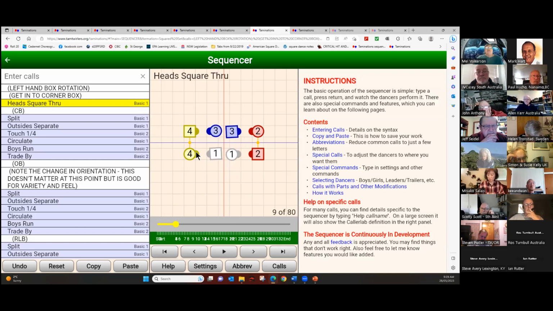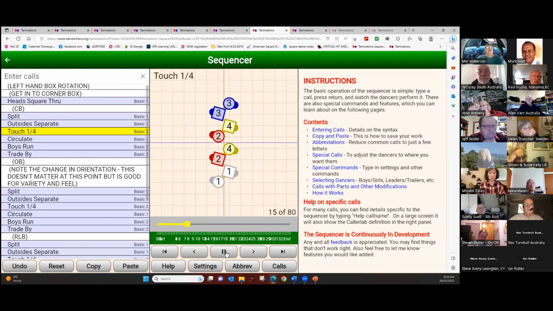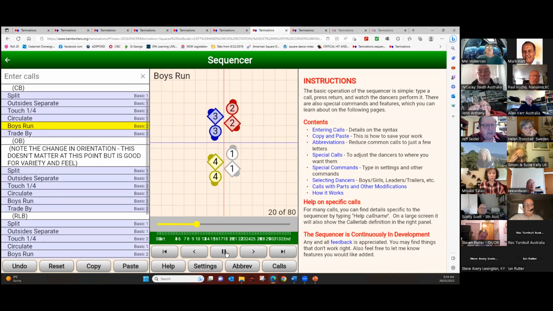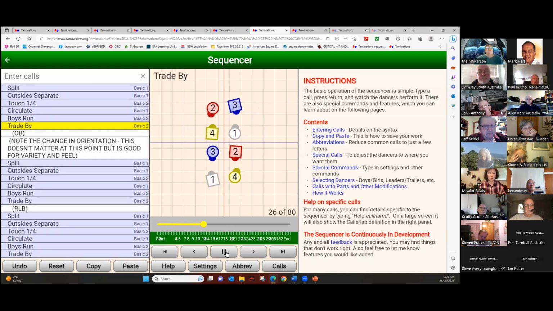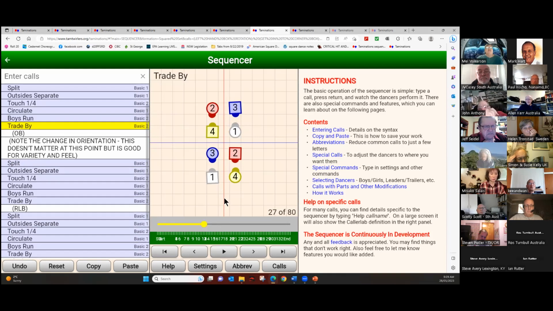Okay, so as I did the first time, I went corner, partner, right hand opposite. I should go the other way. Corner, opposite, right hand, partner, back to corner. And if I've done this correctly, this should work. So there's my corner box. If I split the outside two, separate around one, make a line, touch a quarter, circulate, boys run, trade by. Oops, let's back that up a bit. There's my trade by. I should now be in an opposite box because I went left, one box, one door.